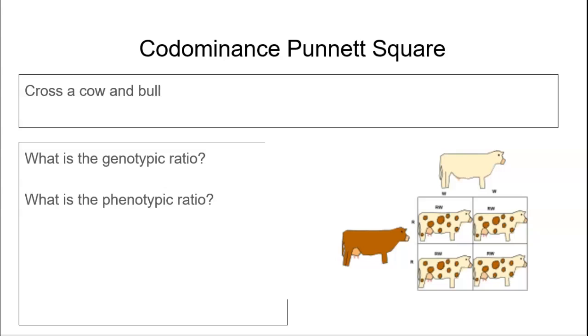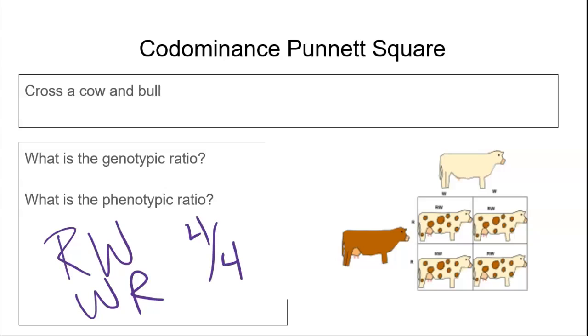Remember that the genotypic ratio is going to either be RW or WR, and you get 4 out of 4. You get a 4 to 4 ratio. Basically, it's a 100% chance that all of the offspring look neither like the father nor the mother. They look like a new generation that hasn't existed before. And since both traits of the parent show, it's not incomplete dominance, it's not classical Mendelian genetics, it's codominance.